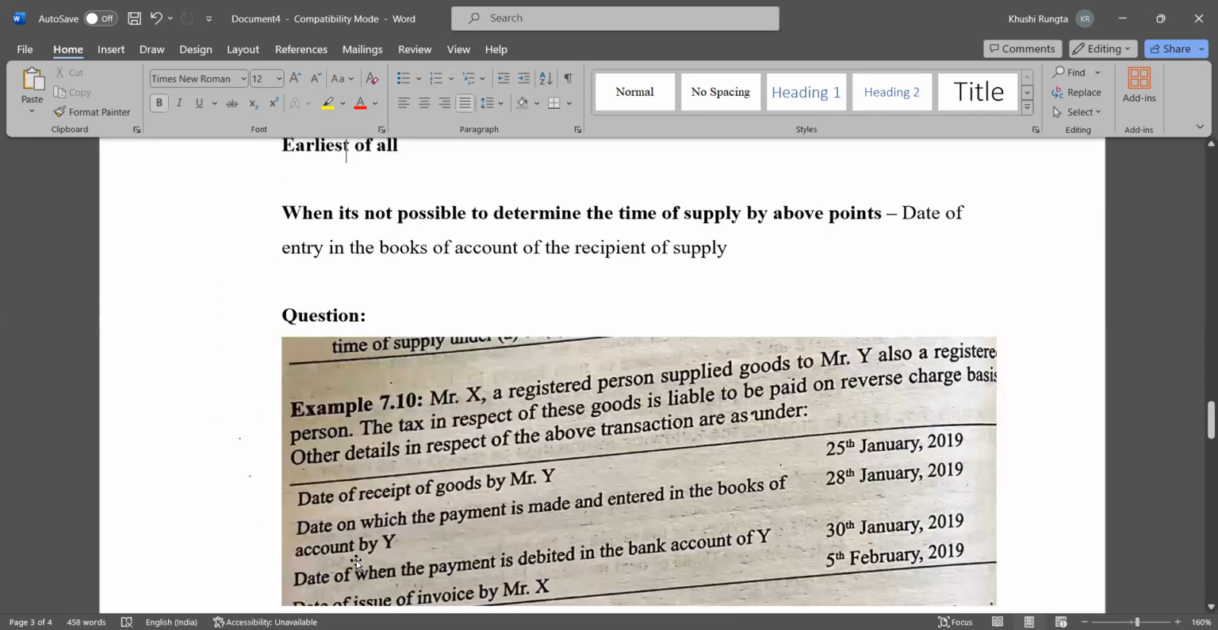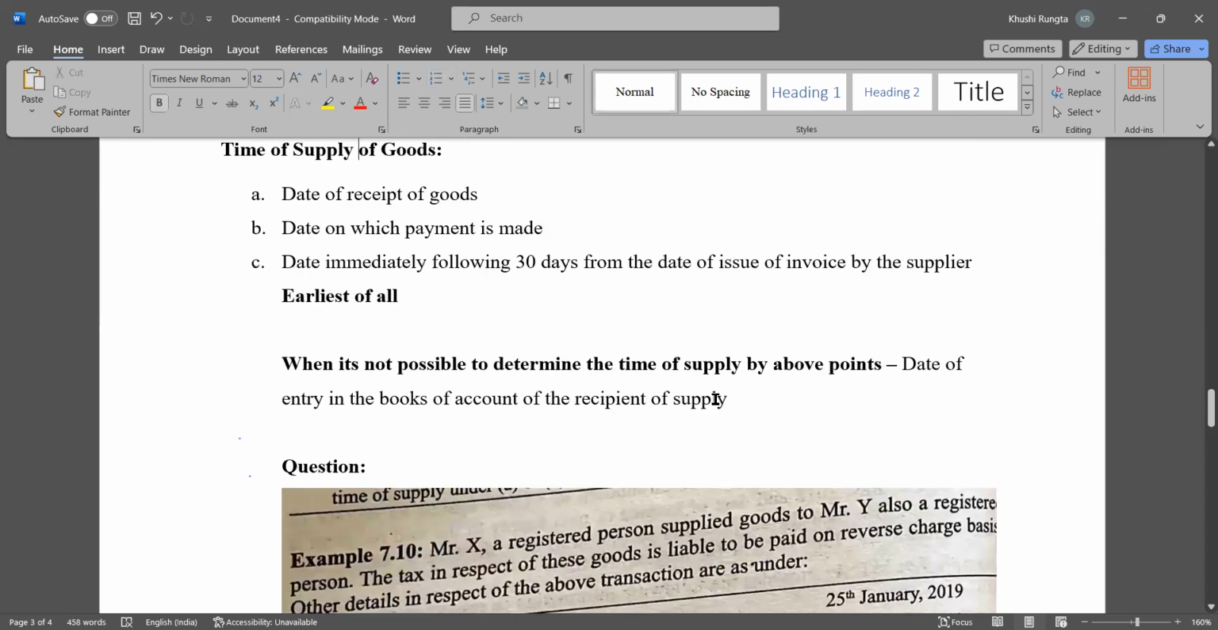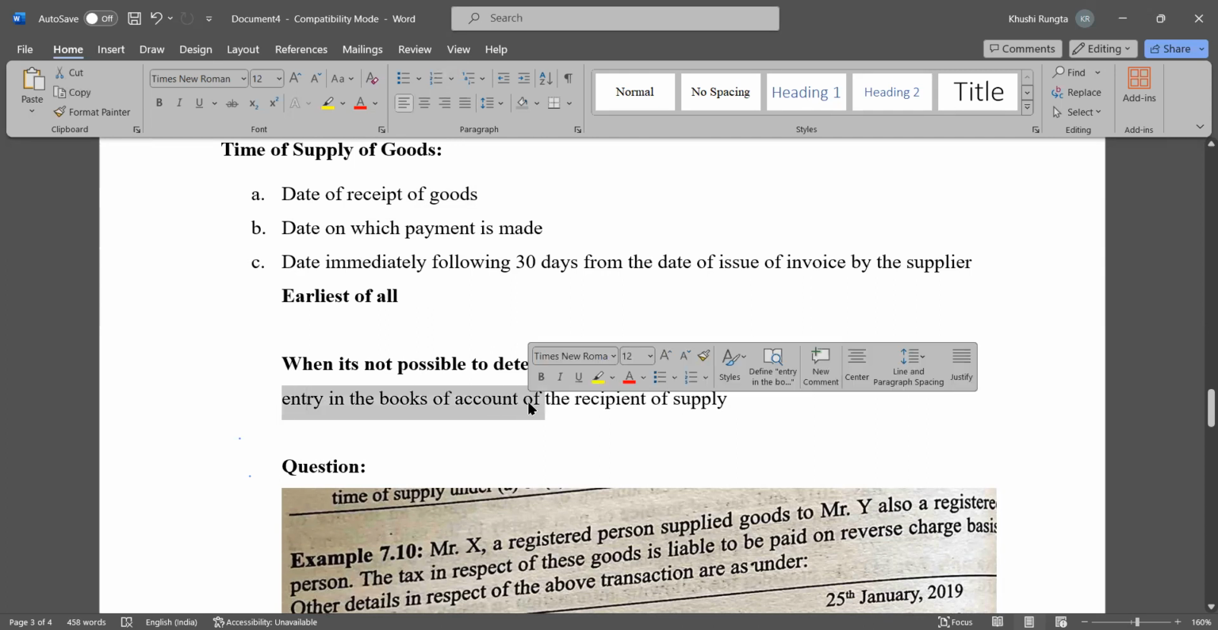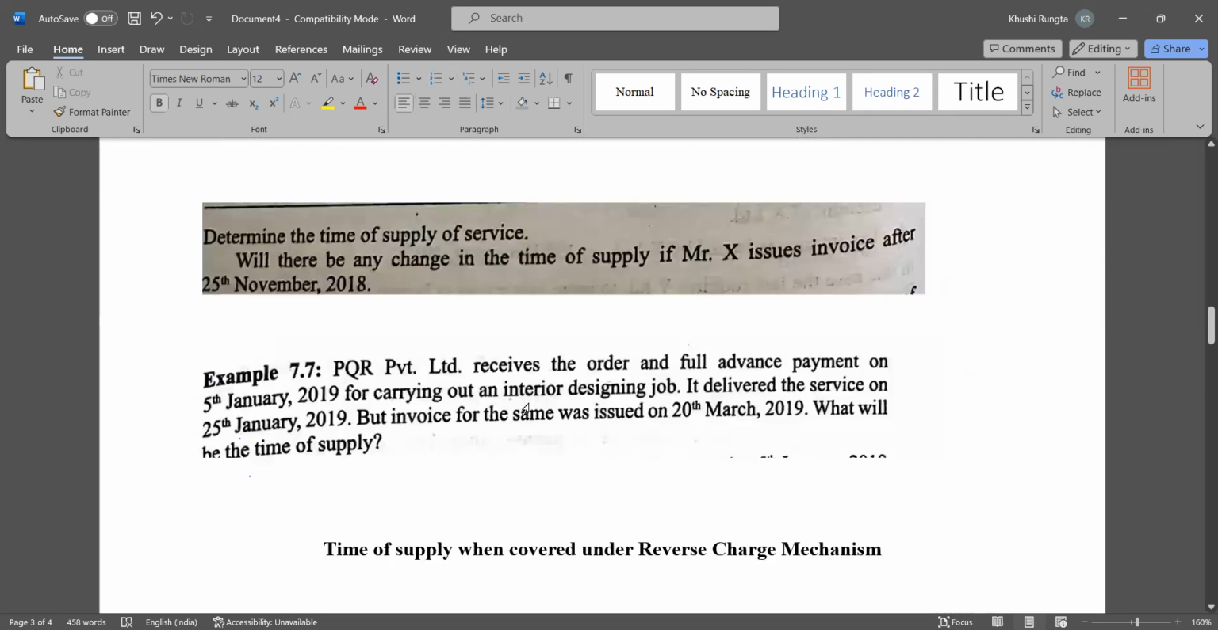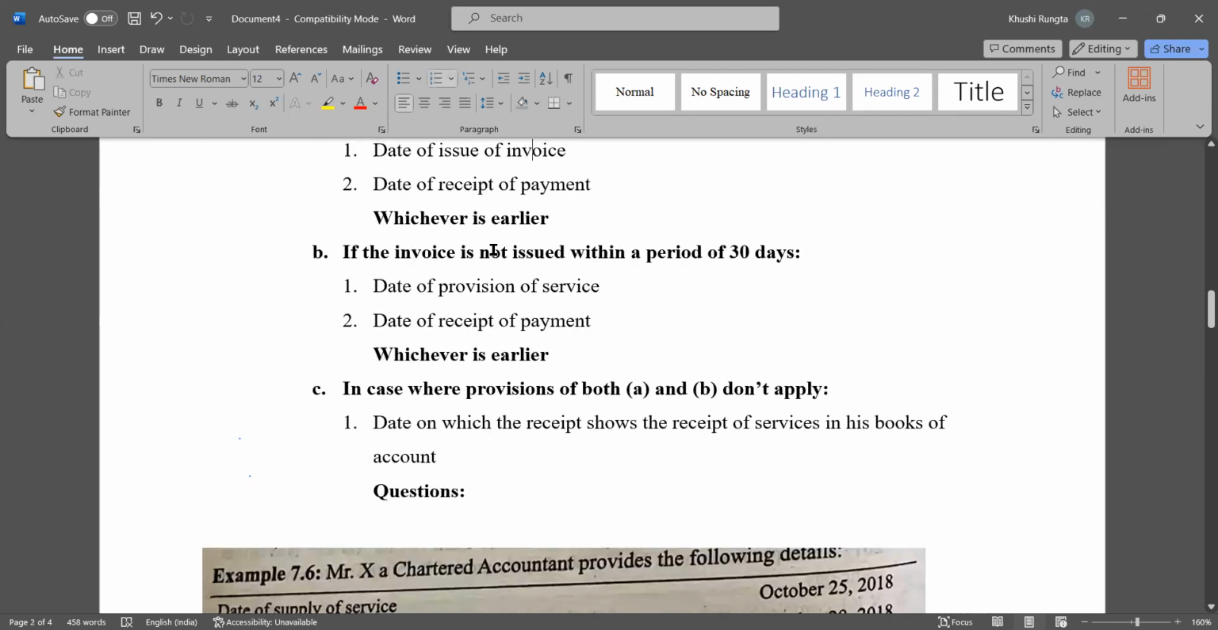Again, when it is not possible from all these 3 points, then the simple thing is whenever these three things don't apply, or whenever the following condition of 30 days or non-30 days apply, means whenever you cannot find out the time of supply from those things, you will see what? The date of entry in the books of accounts. The same thing happened above. When all this criteria doesn't meet, you will see the date on which it is recorded in the books of account.